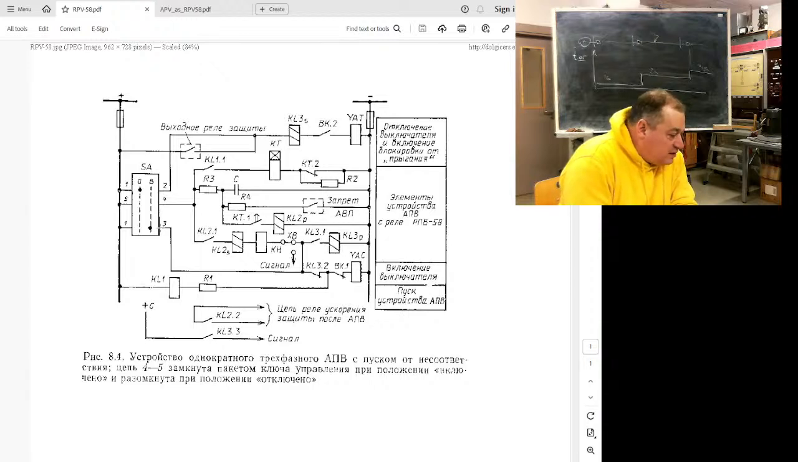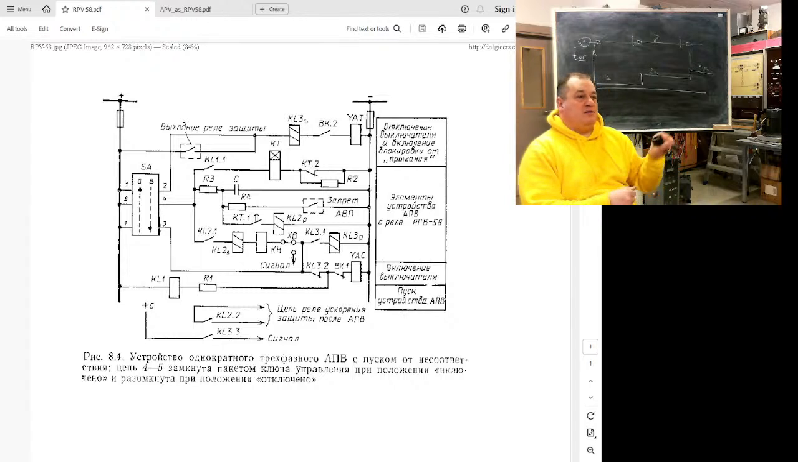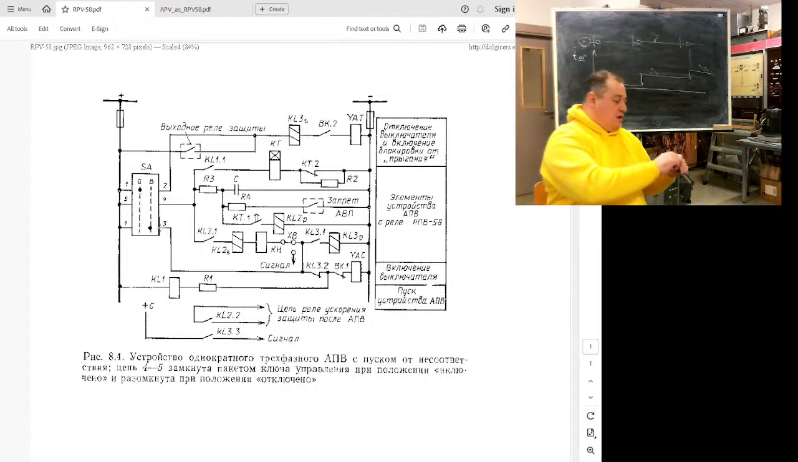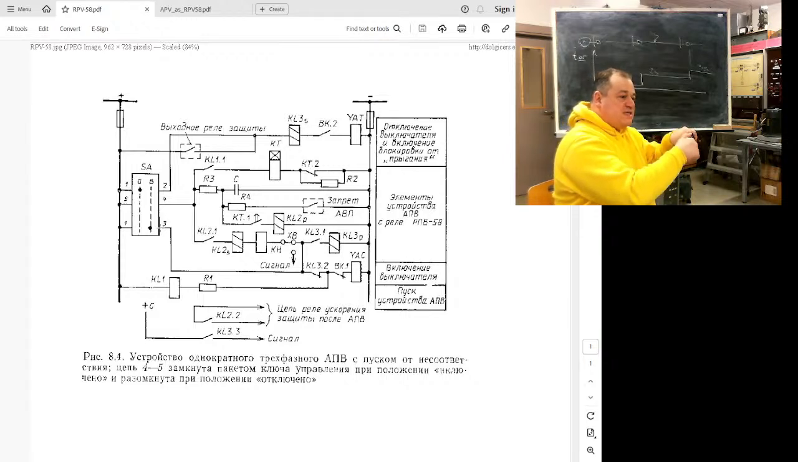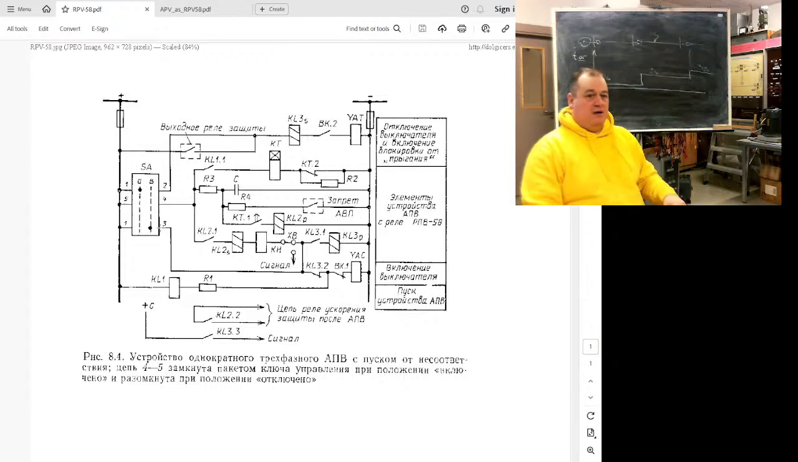You can send the on command only once. If it wasn't successful, you will be able to send it again only after you put your switch in off position. Then you need to go on and put it again.